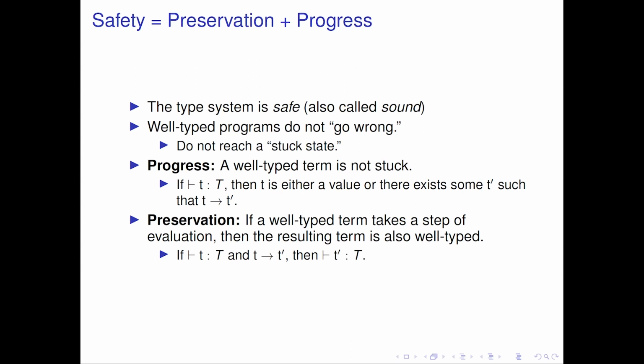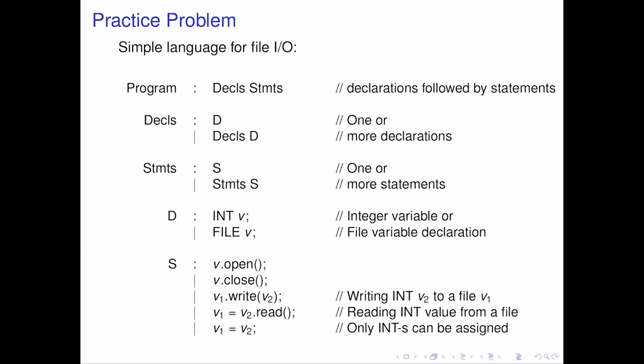Okay. I have used deliberately very simple language, and it's also part of that book, Types and Programming Languages, by Benjamin Pierce. Okay, and to make up for that, I am giving you a slightly made up language, for which you have to write a type system, and it is much more complex than the one which we have seen. So here is a language for file IO.